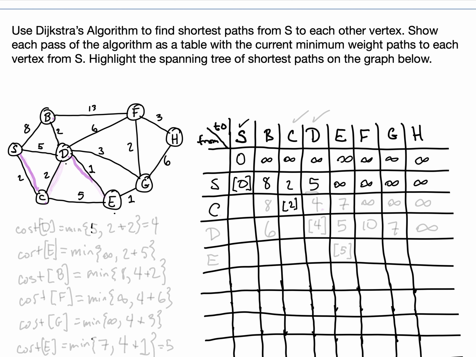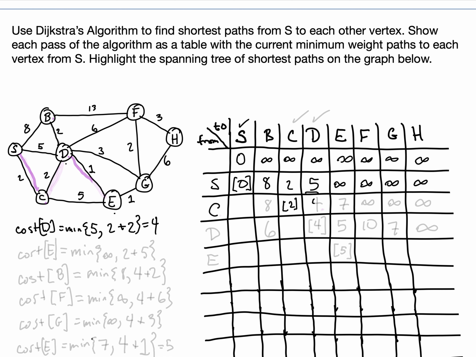And so we now want to find the cost of D. The cost of D is defined to be the minimum of the old cost of D, in this case that's 5, and the cost of C, which is 2, plus the cost of the edge from C to D, which is also 2. And so it's the minimum of 5 and 4.